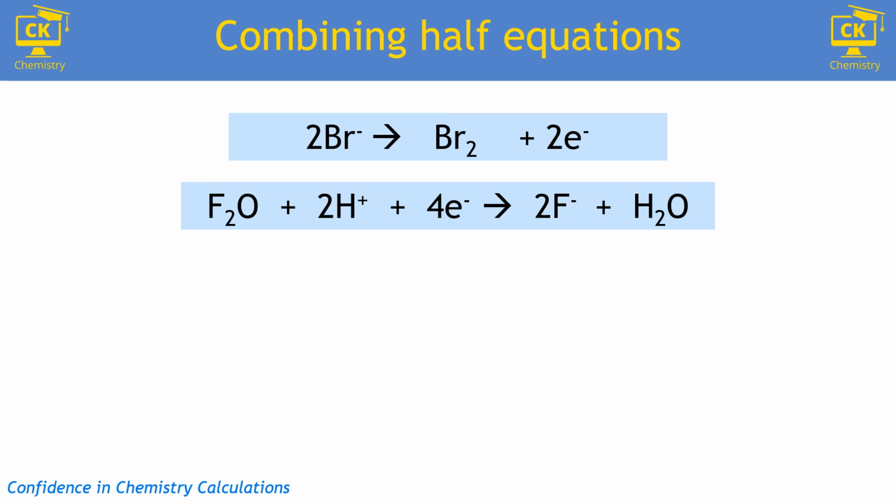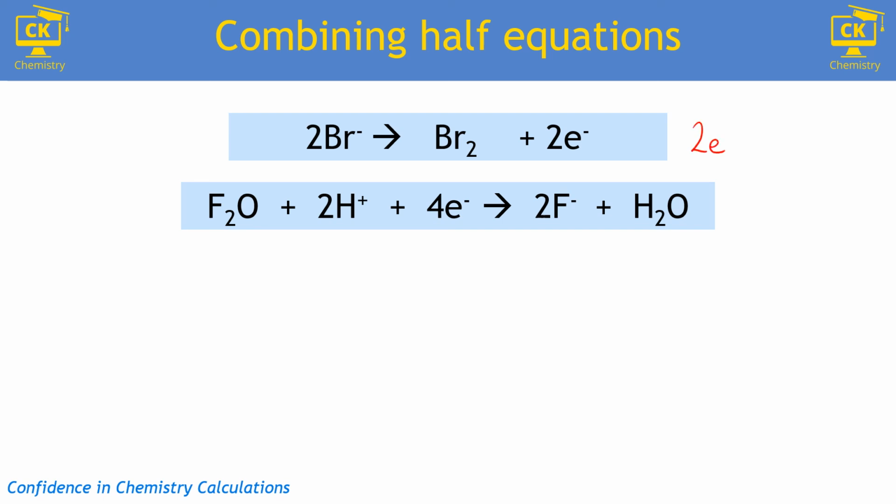So this is difluorine oxide reacting with hydrogen ions, and it's being reduced by gaining electrons, they're on the left hand side, and it's forming 2 fluoride ions and water. So never seen that reaction before, but we do know that if I was trying to combine these into a reaction between bromide and F2O, then the only thing I've got to make sure when I write an ionic equation is that there are no electrons. At the moment, if I simply added these together, it wouldn't work.